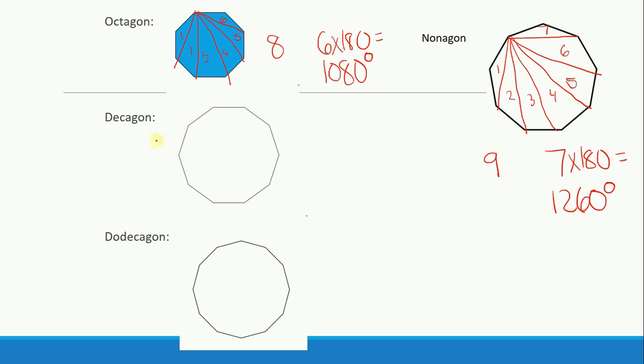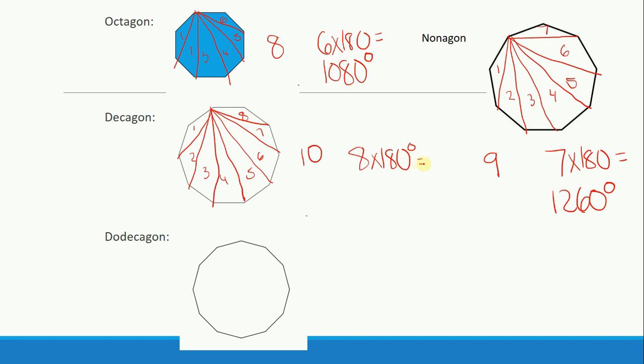Okay. Decagon, that is a 10-sided figure. How many triangles? It's been going up: 6, 7. You know what? I bet I'm going to be able to draw 8 triangles. 1, 2, 3, 4, 5, 6, 7. Whoop! I was right. 8 times 180 for my decagon is 1,440 degrees. Now notice we skipped the 11-sided figure.